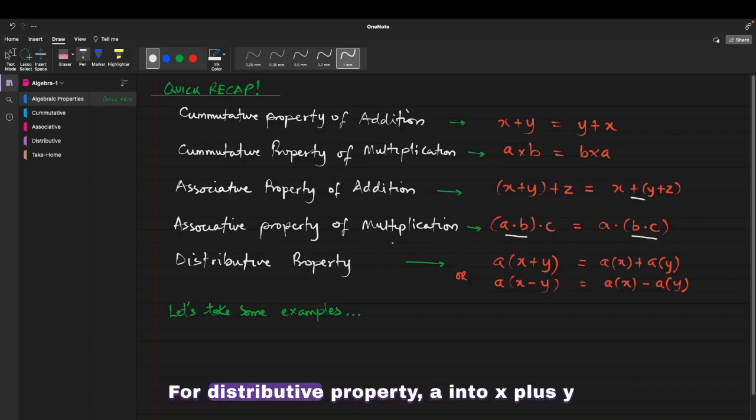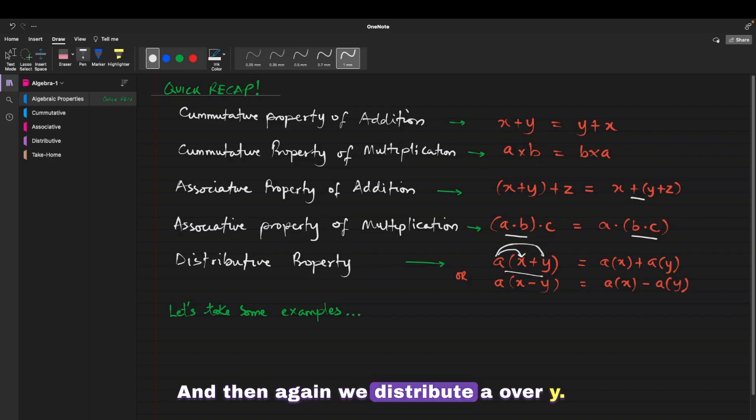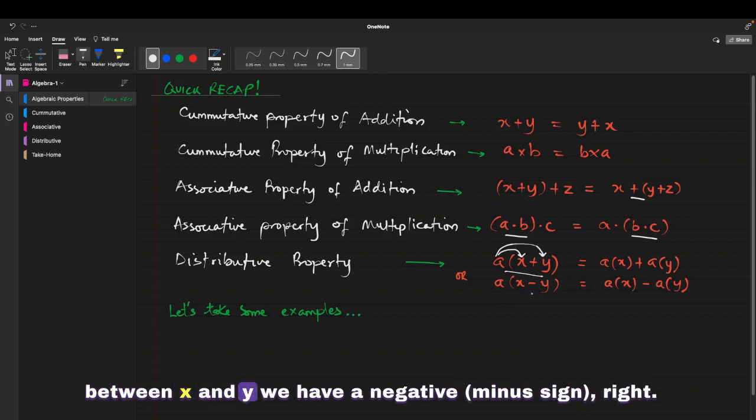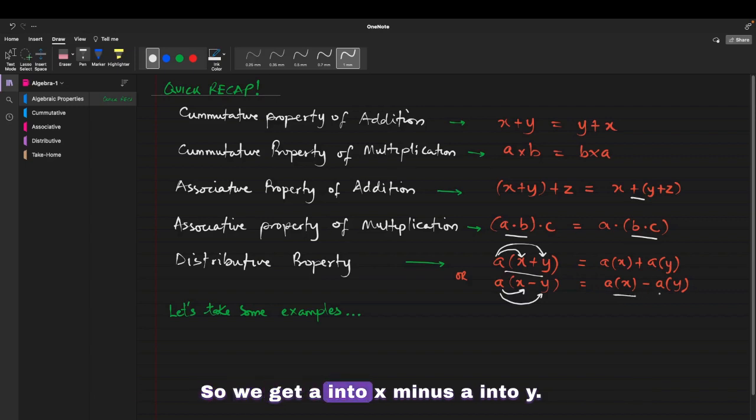They are the same. For distributive property, A into x plus y is the exact same as A into x, what we did here is to distribute A over x, right? And then again, we distribute A over y. And for the distributive property, it could also apply if between x and y we have a negative, right? So we distribute A on x minus, again, distribute A on y. So we get A into x minus A into y. So now let's take some examples.